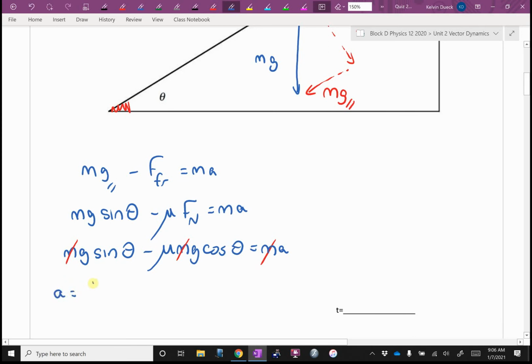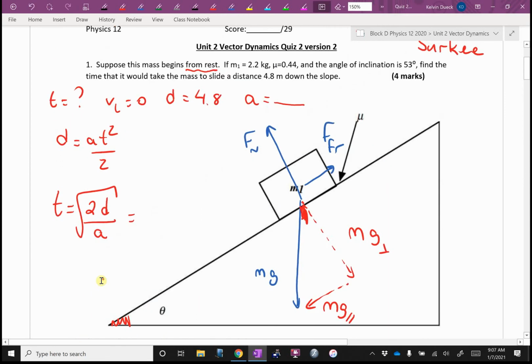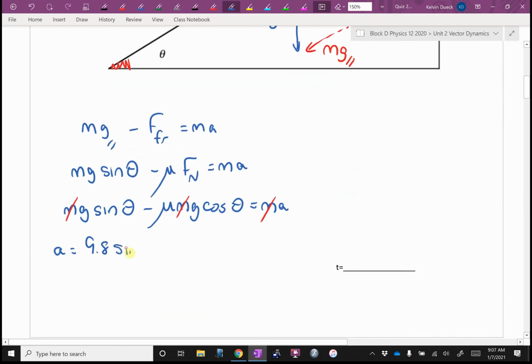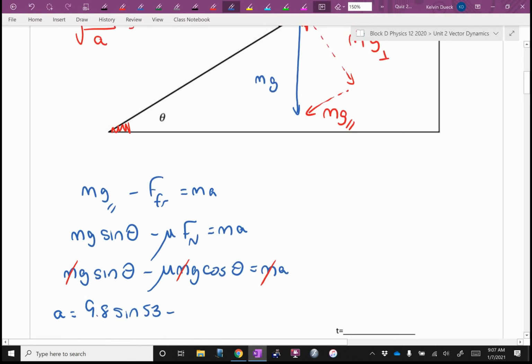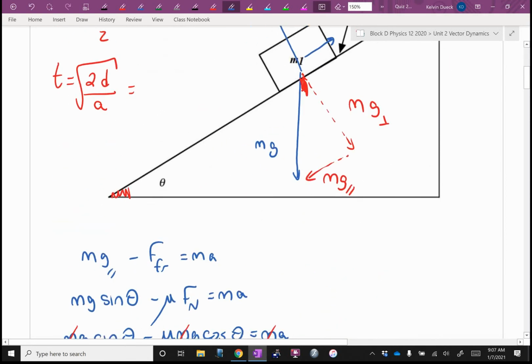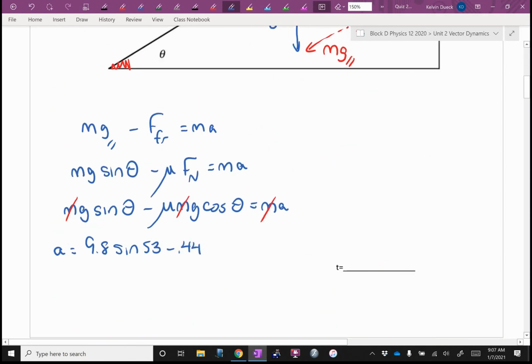A is going to be 9.8. What was theta? 53. Sine 53 minus what's mu? I don't know what's mu with you. 0.44. 9.8 cos 53. Bit of a built-in error check. If this was dead vertical, what's the maximum A could be? Pretty sure it's going to be less than 9.8.